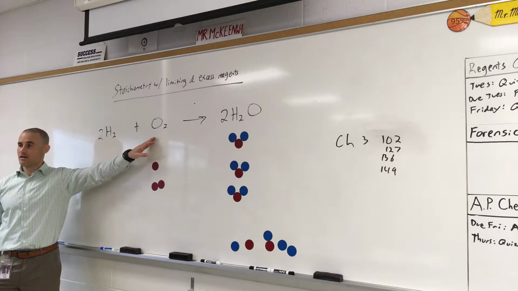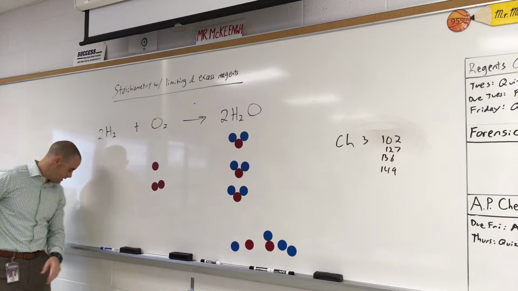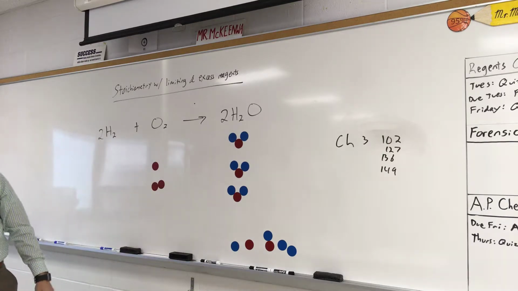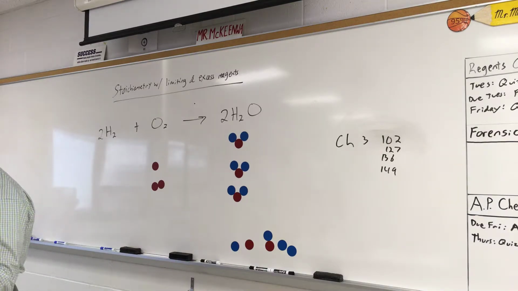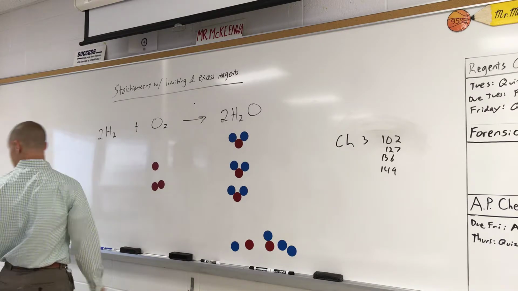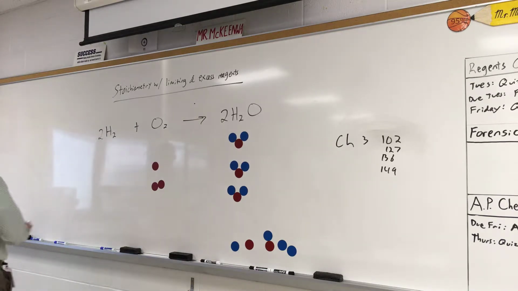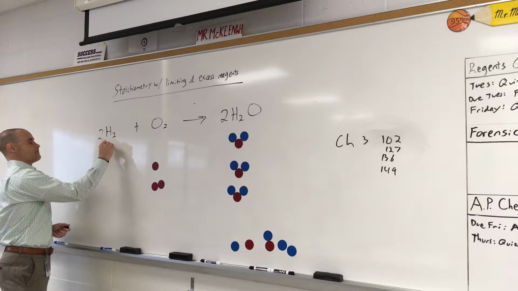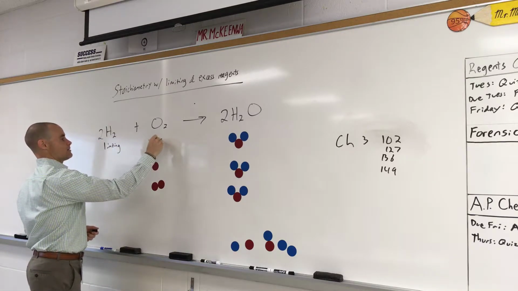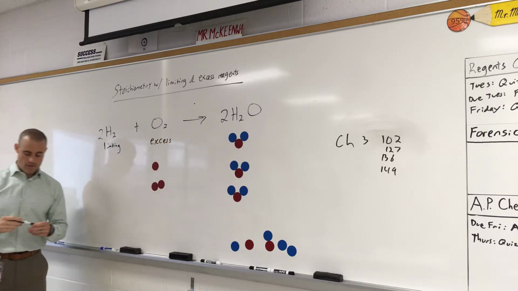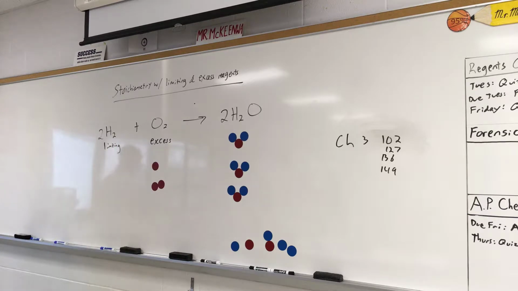Why? Because there's leftover. Write that down. So H2 is limiting, and O2 is excess. That makes sense when I use the magnets. Like you can see it, right?